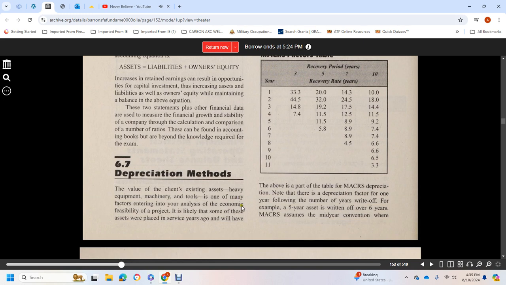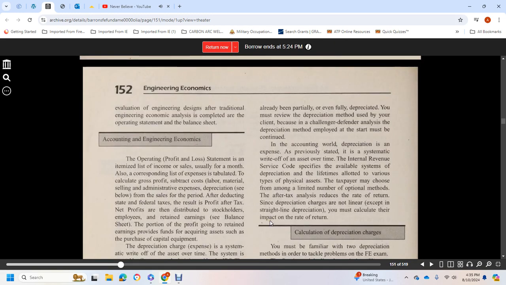6.7, the depreciation method. The value of the client's existing heavy equipment, machinery, and tools is one of the many factors in the analysis of the economic feasibility of the project. It is likely that similar assets were placed in service years ago and will have already been partly or even fully depreciated. You must know the depreciation method used for your client, because the depreciation method employed for the chart must be continued.